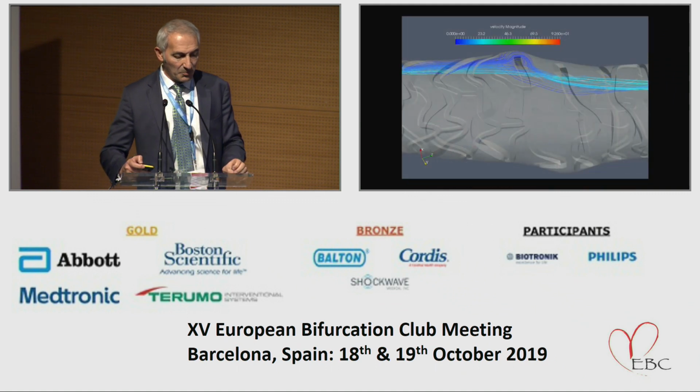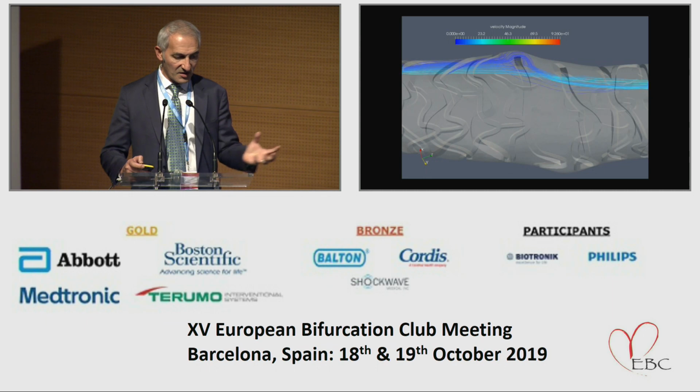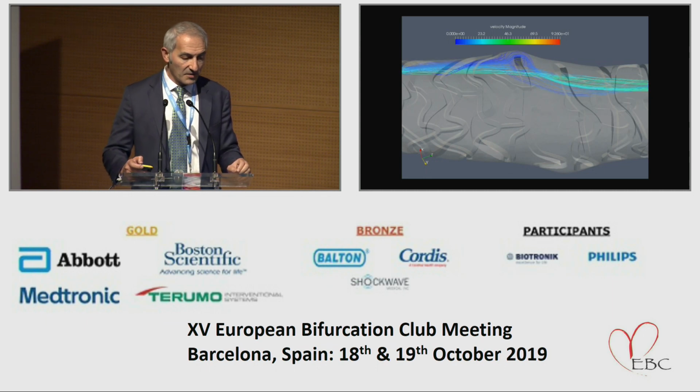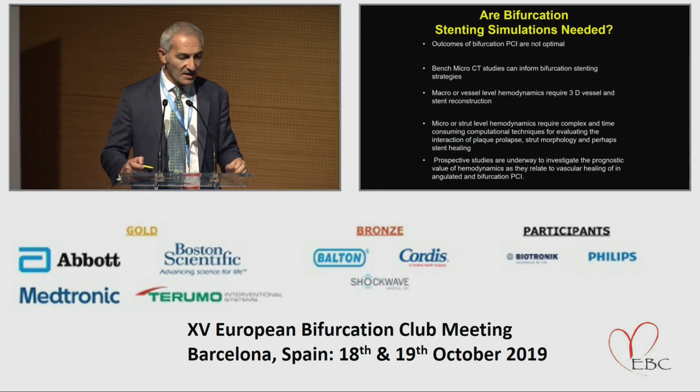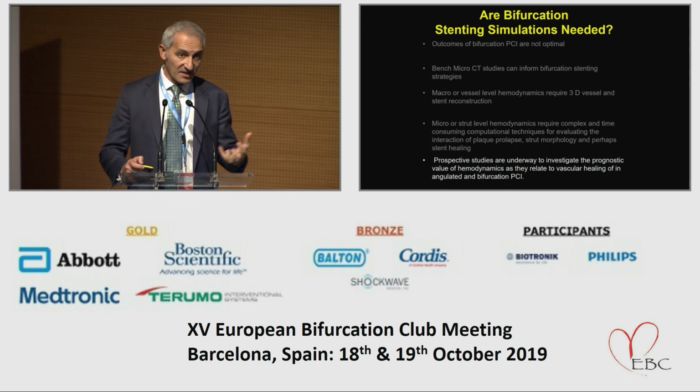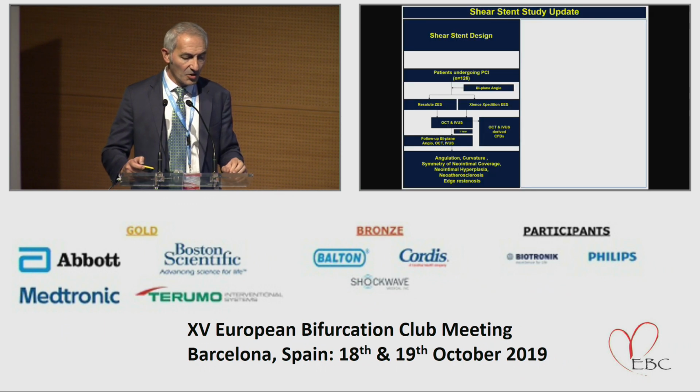And if you have a malopposed segment, you can see that there's disturbed flow across there. So the question is how do you test this prospectively? And as you know, there are a couple of studies.